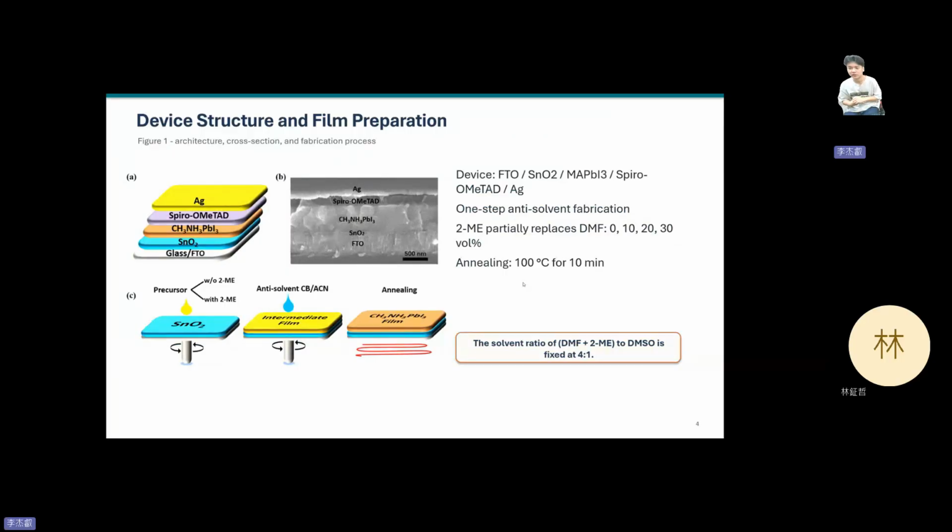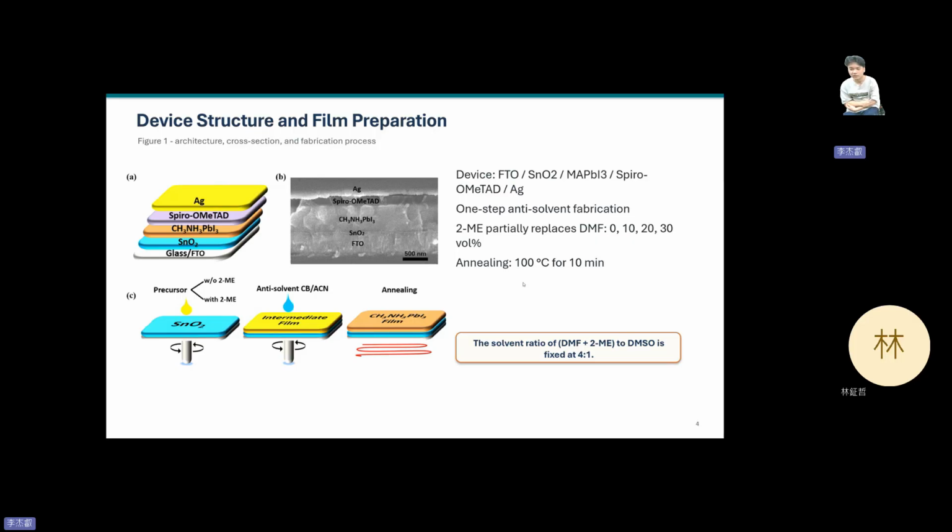And this slide shows the device structure and the preparation process. And the device structure is FTO, SnO2, MAPbI3, spiro-OMeTAD, and Ag. FTO is the transparent electrode, and SnO2 is the electron transport layer, and MAPbI3 is the perovskite active layer, and spiro-OMeTAD is the hole transport layer, and Ag is the metal electrode.